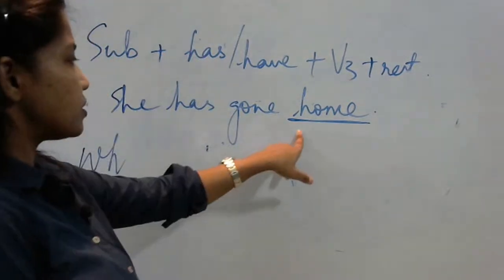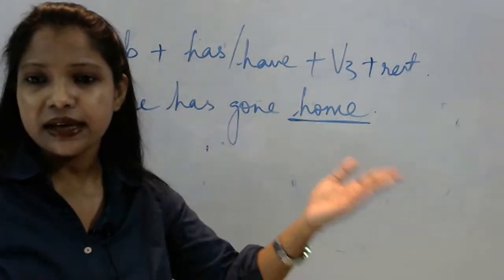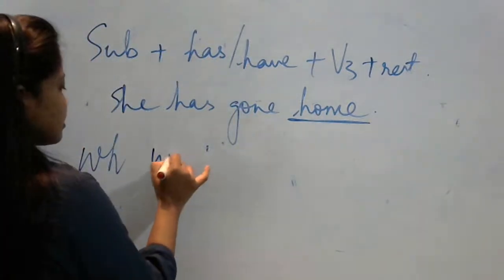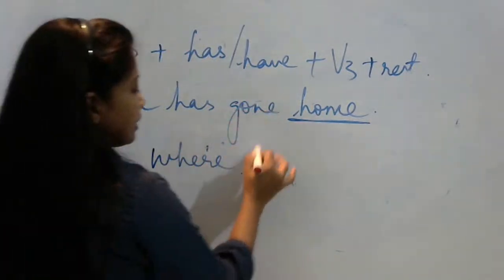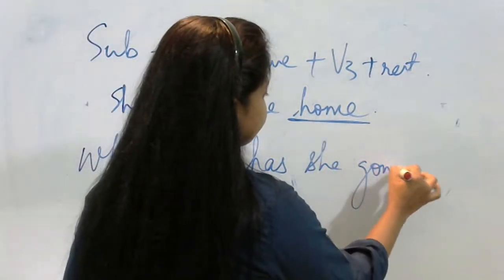What is underlined? Home. Home क्या है? Home एक place है. तो place के लिए कौन सा WH word use होगा? Where? It's so simple. So आ गया where? Helping verb has, she, gone. Question mark.